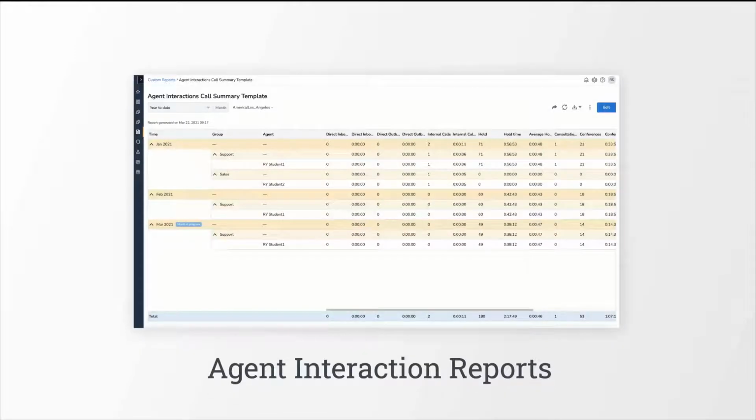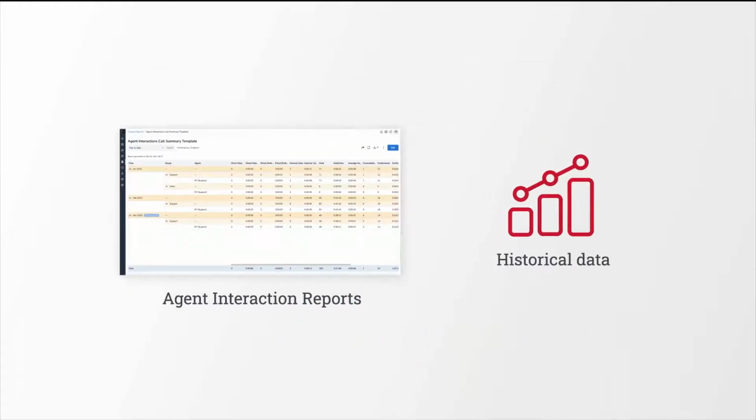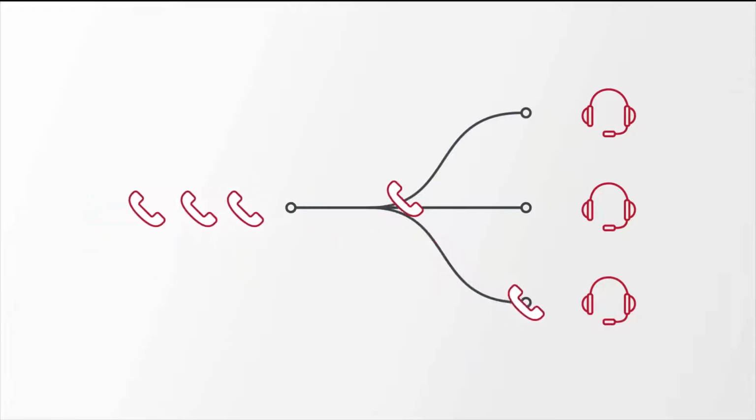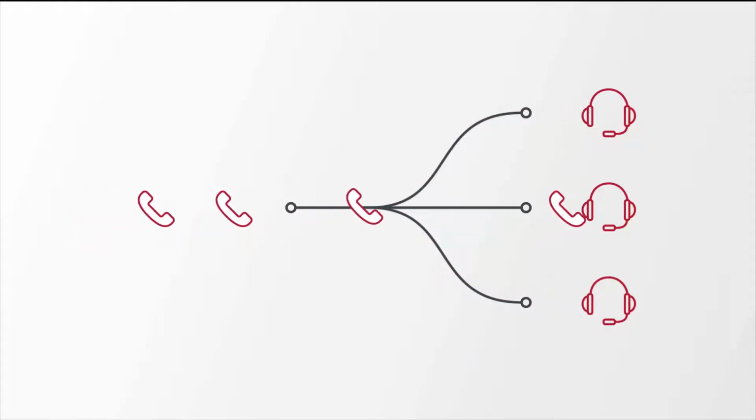With the Agent Interactions Reports in 8x8 Analytics for Contact Center, supervisors are able to obtain historical data from the contact center and know how their agents are performing. Understanding the agent's interactions and call traffic allows you to identify any major changes within the contact center and therefore make insightful business decisions for your company.